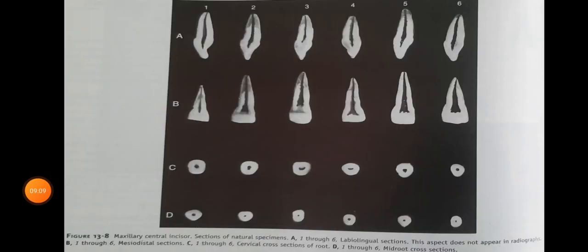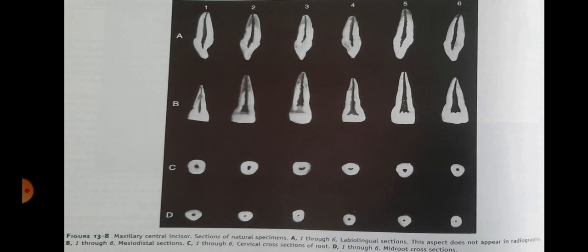Let's have a discussion on the cervical and midroot cross sections. You can see this in figures 13.8 C and D respectively. In figure C, you can see 1 through 6, cervical cross sections of the root. In D, you can see 1 through 6, the midroot cross sections, right? Let's have a discussion on this.